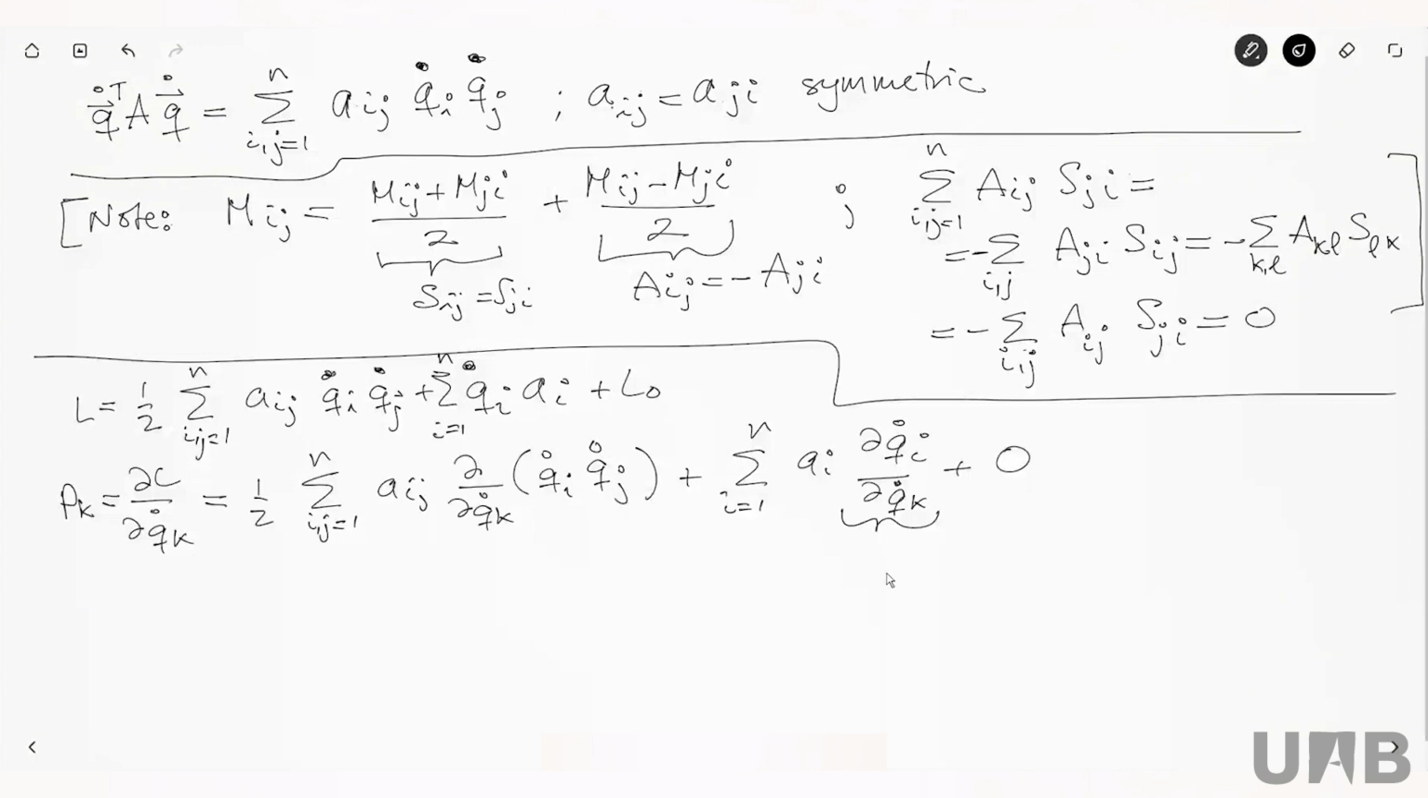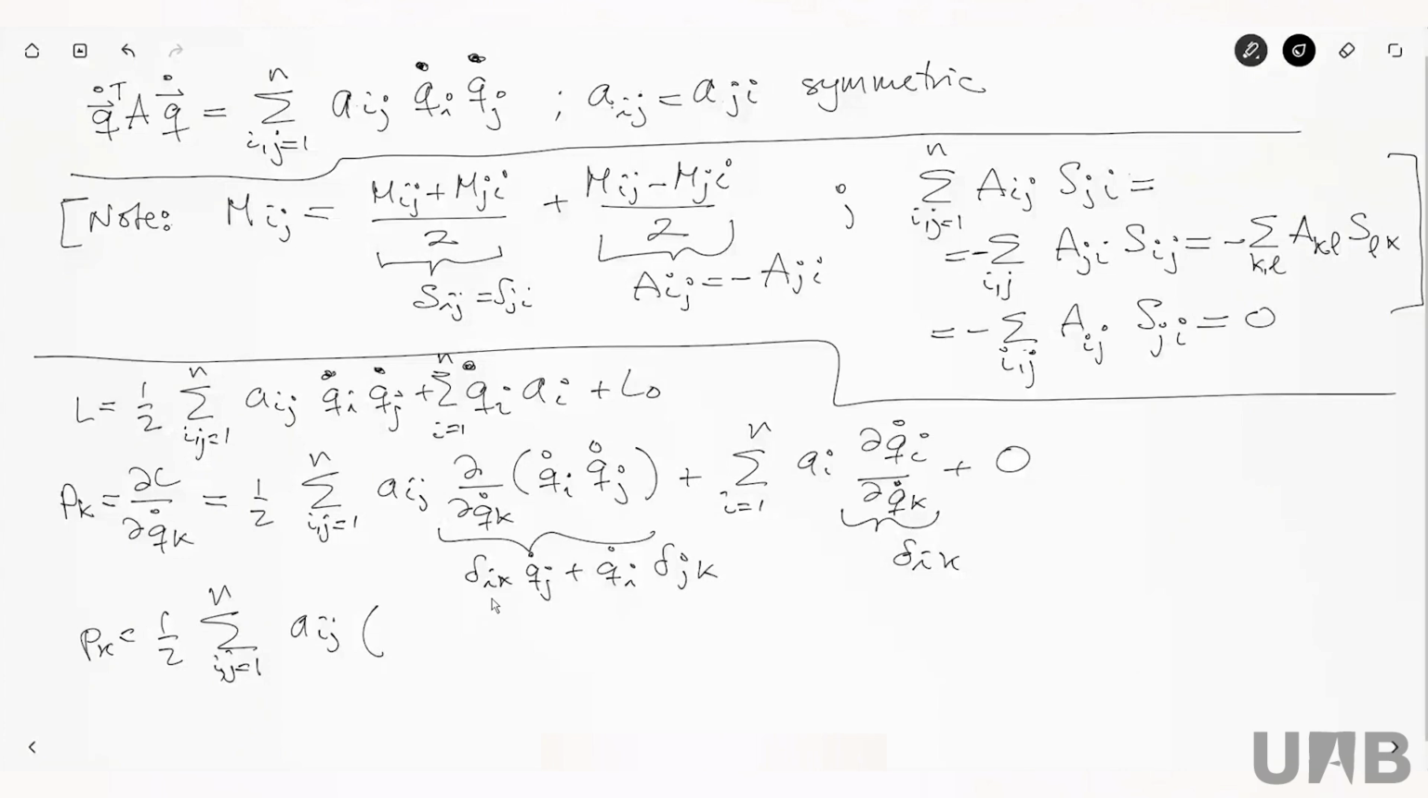Kronecker delta. Yes, delta ik, that's right. And this one here is going to be the derivative of the first one, which is delta ik q dot j plus q dot i delta jk, right? Okay, so this means that pk is going to be 1/2 of the sum over i and j from 1 up to n of Aij times this one here.